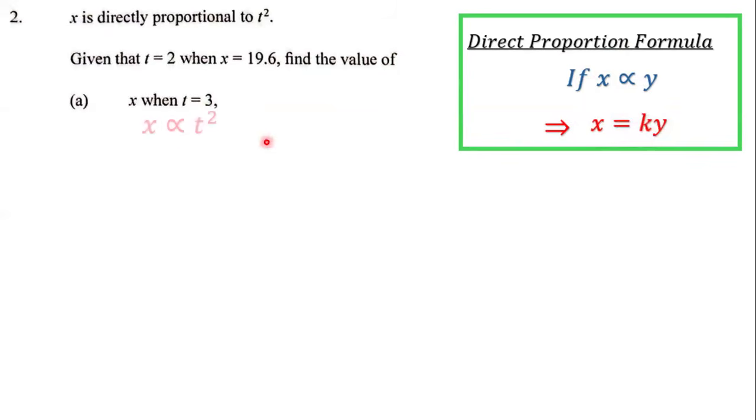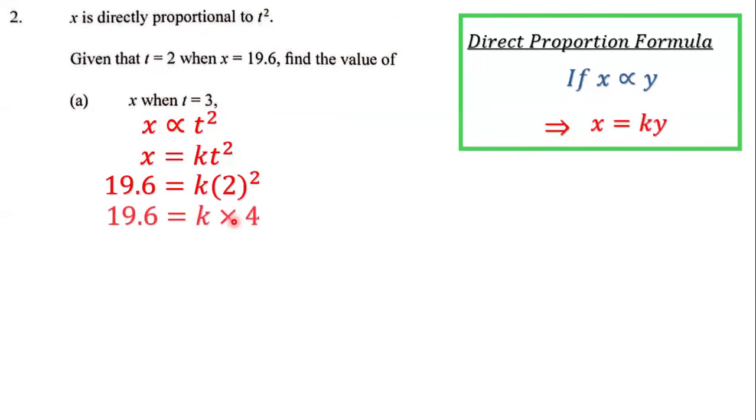In this case, we have that X is directly proportional to T squared, which means that there exists a constant K such that K times T squared is equal to X. But what is this K? What is the value of K? That's what we're going to determine first. What we do know is that T is equal to 2, and that 19.6 is equal to X. So we substitute. In place of X, we put 19.6, and in place of T, we put 2.